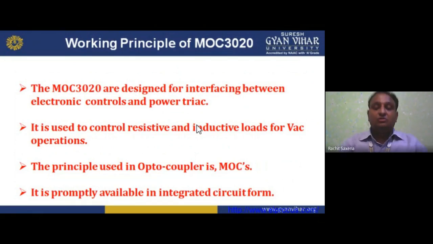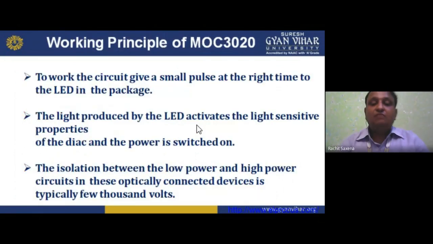Now moving forward, working principle of MOC 3020. To work the circuit, give a small pulse at the right time to the LED in the package. The light produced by the LED activates the light-sensitive property of the diode and the power is switched on. The isolation between the low power and high power circuit in these optically connected devices is typically a few thousand volts, a few kilovolts.